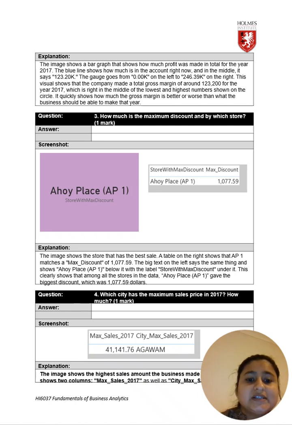So now moving to my fourth question, which is my last part. Which city has the maximum sales in 2017, and how much? The image shows the highest sale amount the business made in 2017. The table shows two columns: max sales 2017, city max sales 2017. The corresponding values in a single row are 41,141.76 and Agawam.